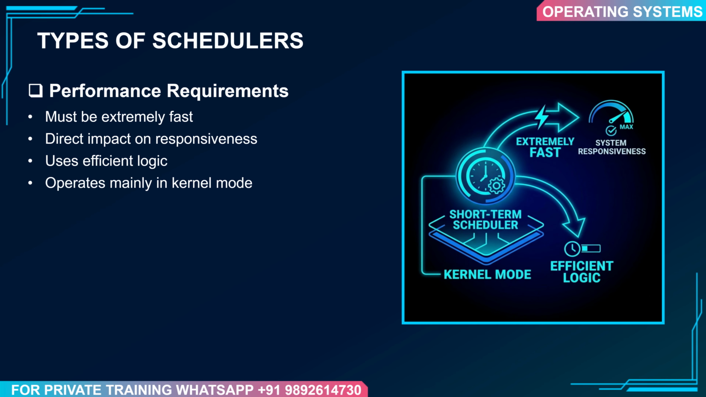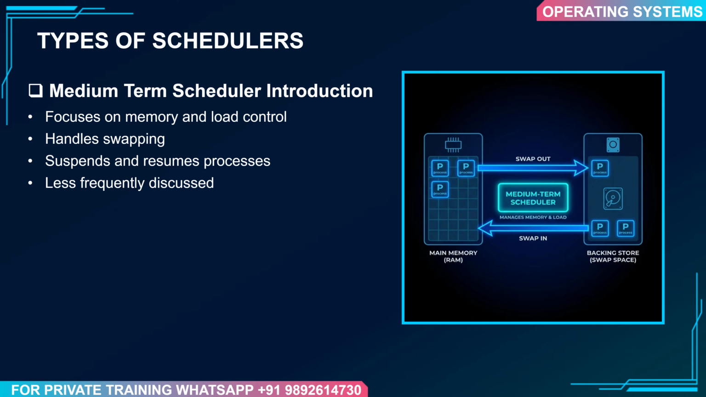The short-term scheduler must be extremely fast. Any delay here directly affects system responsiveness. That is why its logic is kept efficient and it operates mostly in kernel mode, as discussed earlier when we talked about OS architecture.